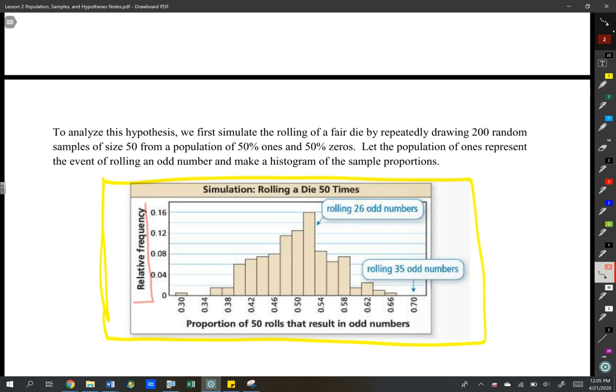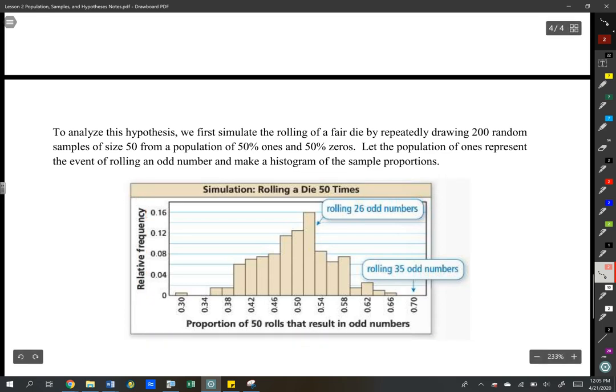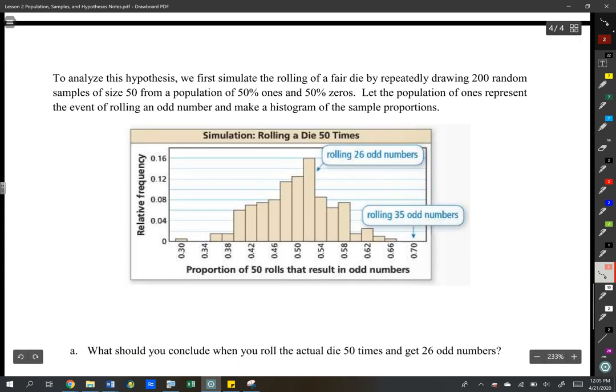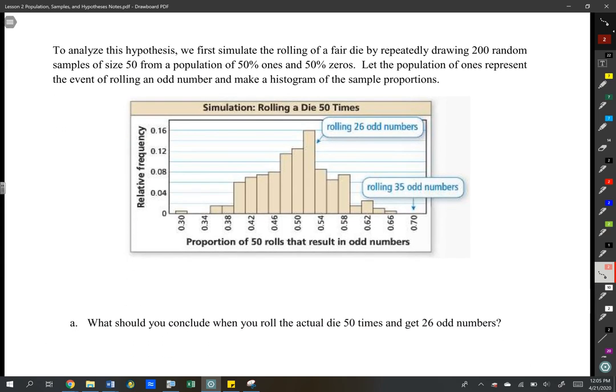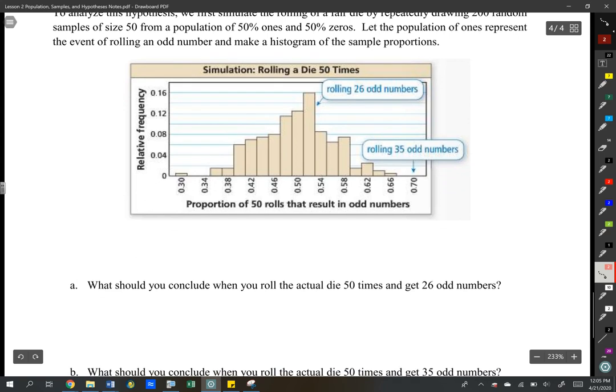So right now you're probably still a little bit confused. I think this diagram is a little bit confusing. The best way now to really help you understand it is we're going to look at some examples. So it says, what should you conclude when you roll the die 50 times and you get 26 odd numbers?